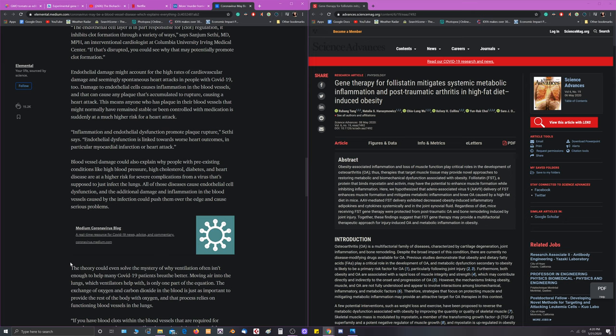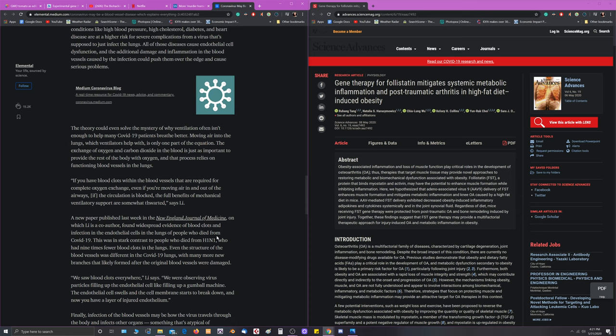So, blood vessel damage could also explain why people with pre-existing conditions like high blood pressure, high cholesterol, diabetes, and heart disease are higher risk for severe complications from a virus that's supposed to just infect the lungs. All of those diseases cause endothelial cell dysfunction, and the additional damage and inflammation in the blood vessels caused by the infection could push them over the edge and cause serious problems.